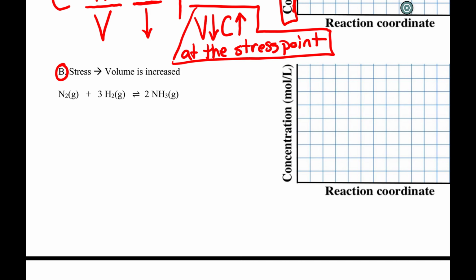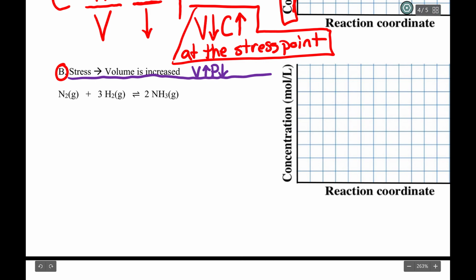Okay, now that you've had a chance to give it a try, let's work on it together. So the question says that the stress was that the volume is increased. So I immediately put in what is going on with the pressure. If the volume was increased, then the pressure must have decreased. That's what happened at the stress point.